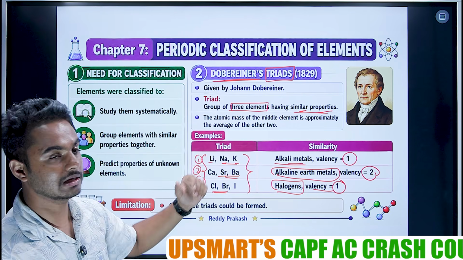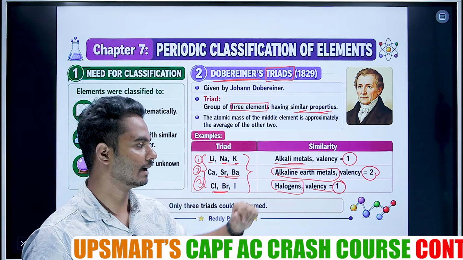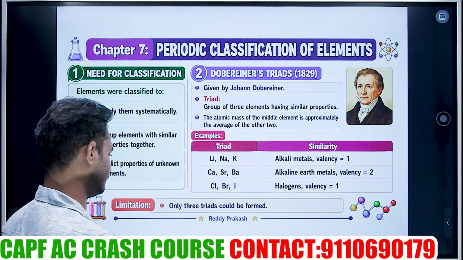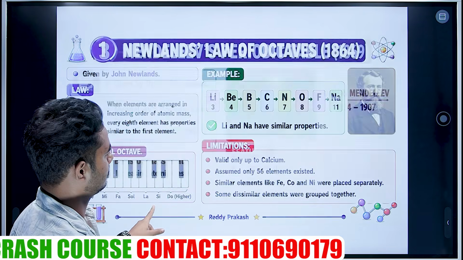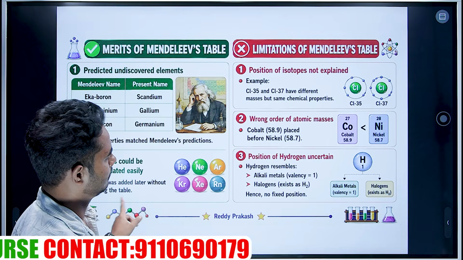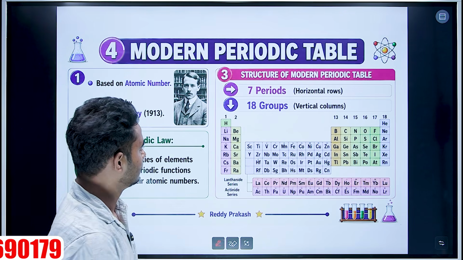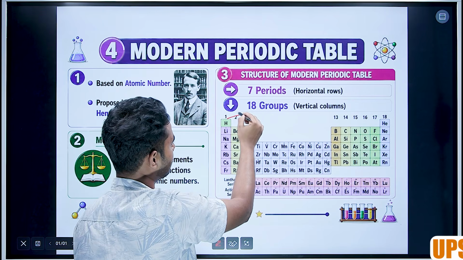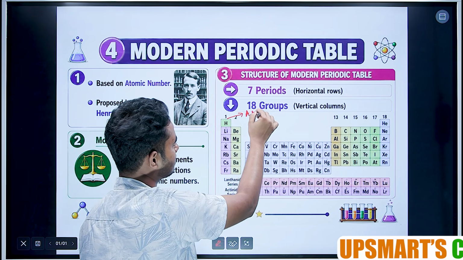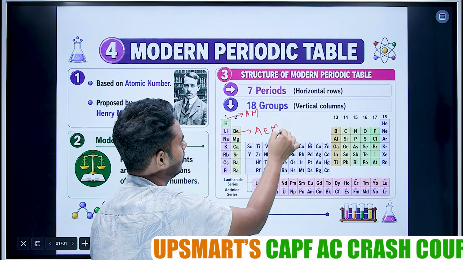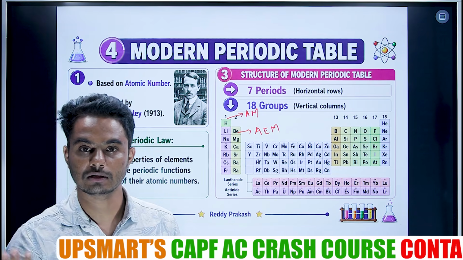But sir, why only 3? We saw alkali metals. Wait, I'll show you again. But sir, these are alkali metals. These are alkaline earth metals. Why only 3, sir?